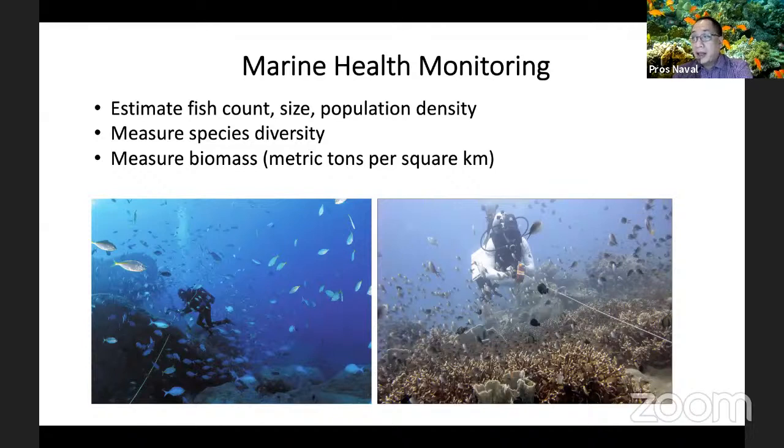So the experts count the fish within an area, estimate the fish sizes, and identify the different species as well. So they need this information to be able to compute for the biomass in metric tons per square kilometer, among many other fish parameters.